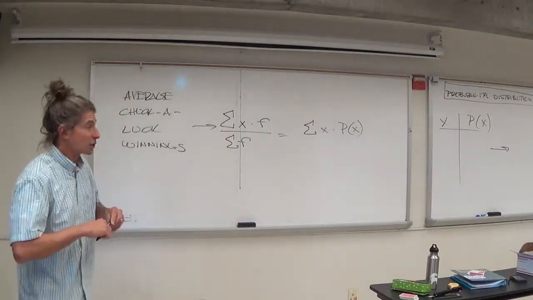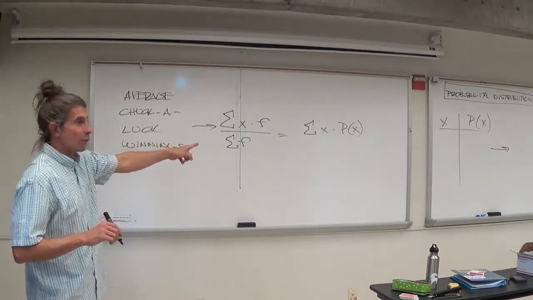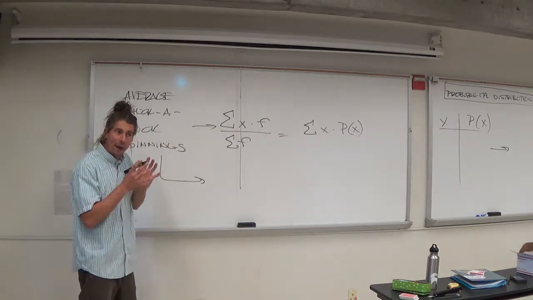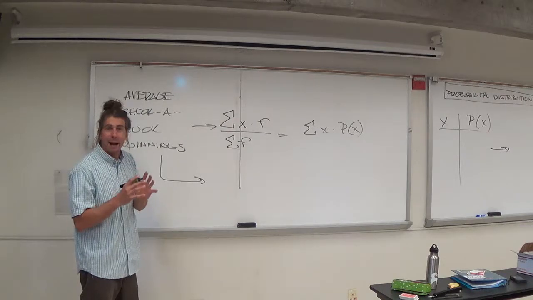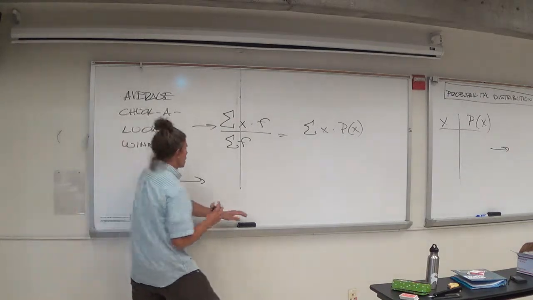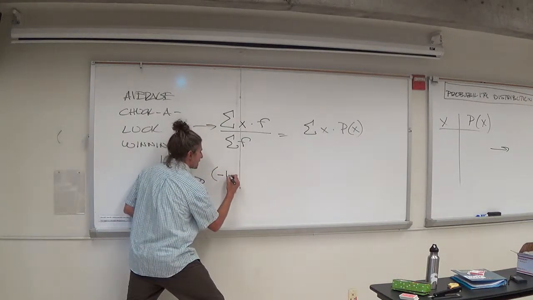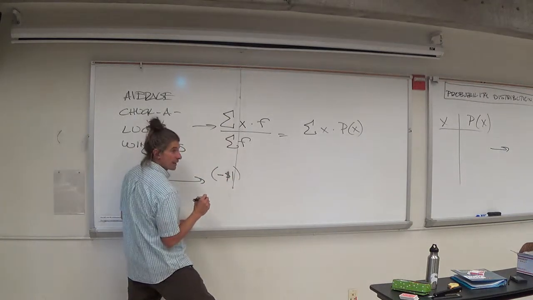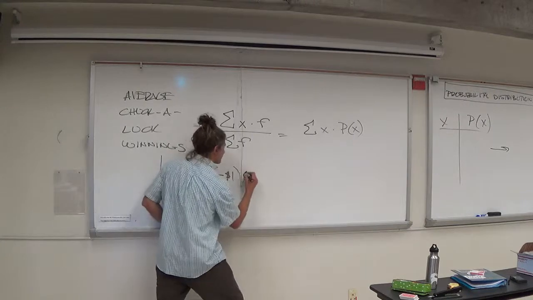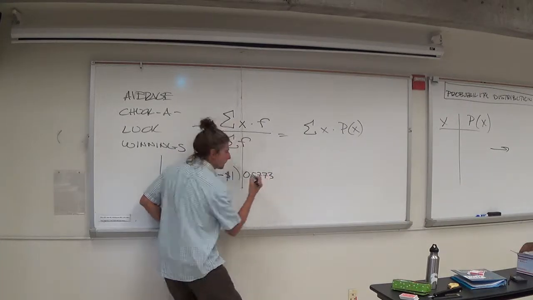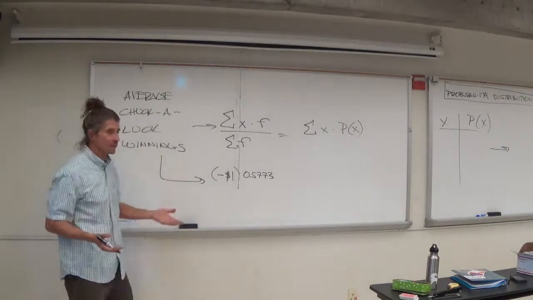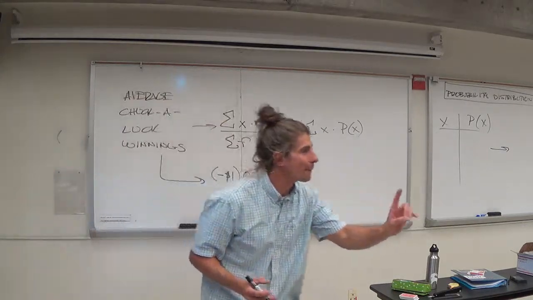Let's do it. Let's calculate this for the average winnings in Chuck-a-Luck. All we've got to do is take each payoff and multiply it by its probability. So the first payoff is -$1. The probability of that, 0.5773, which gives -0.5773.